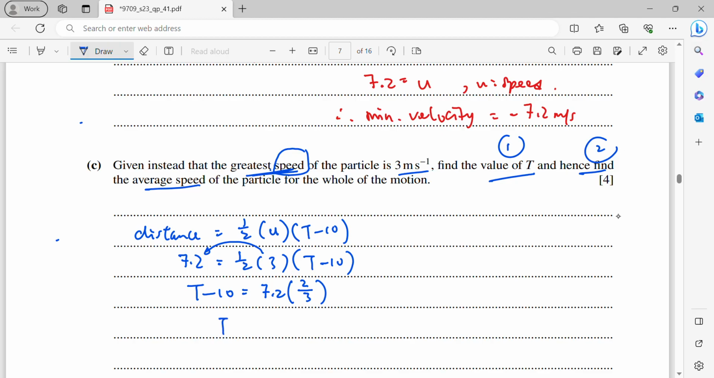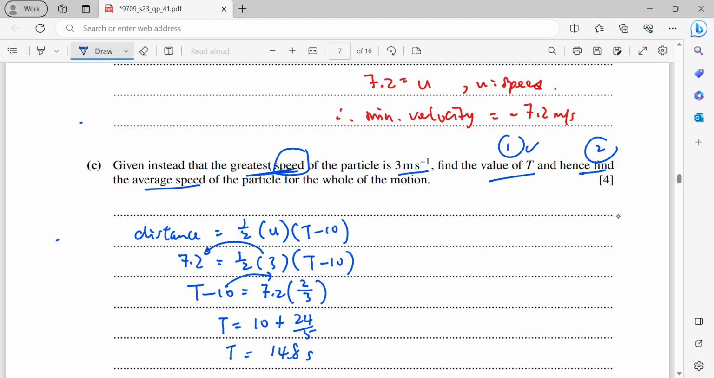So then my t is going to be, move the negative 10 to the right side, so 10 plus this right side value. The right side value is basically 24 over 5. So at last my t is going to be 14.8 seconds. So done for the first part.